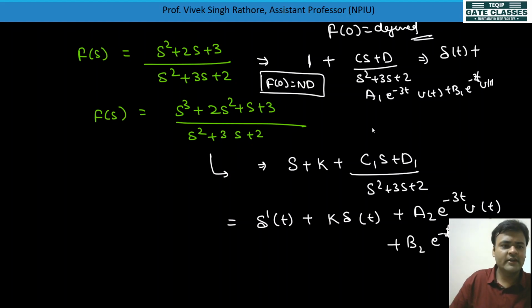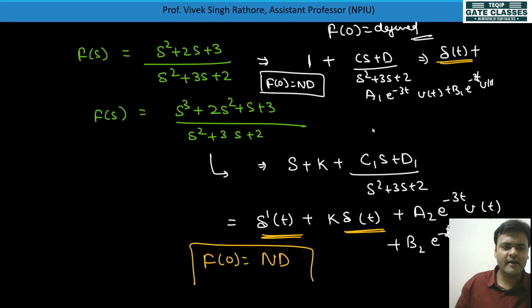So here also, whenever both degrees are similar, you'll get an impulse function, and that is why your initial value is not defined. You cannot put delta 0, and you don't know the delta 0 value, so it is not defined. And for this type of signal, again delta t and delta dash t will come, and here also f of 0 will not be defined.